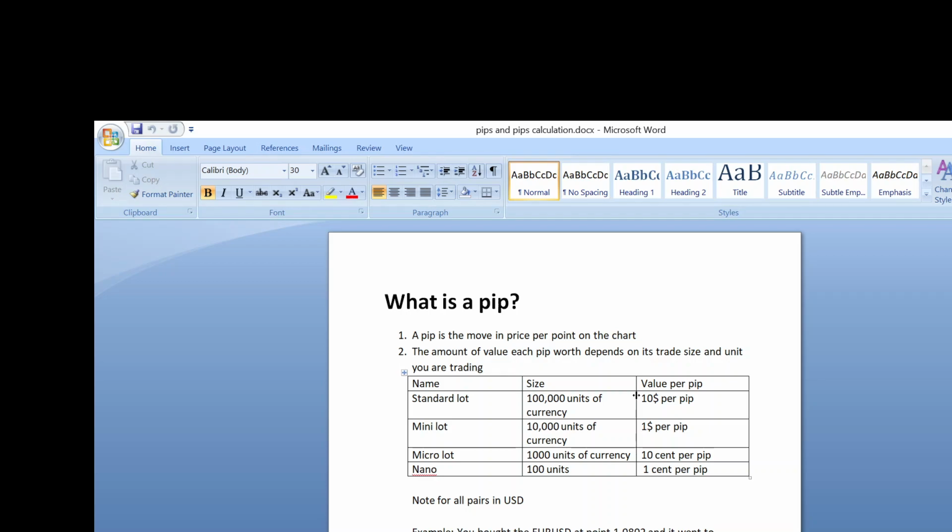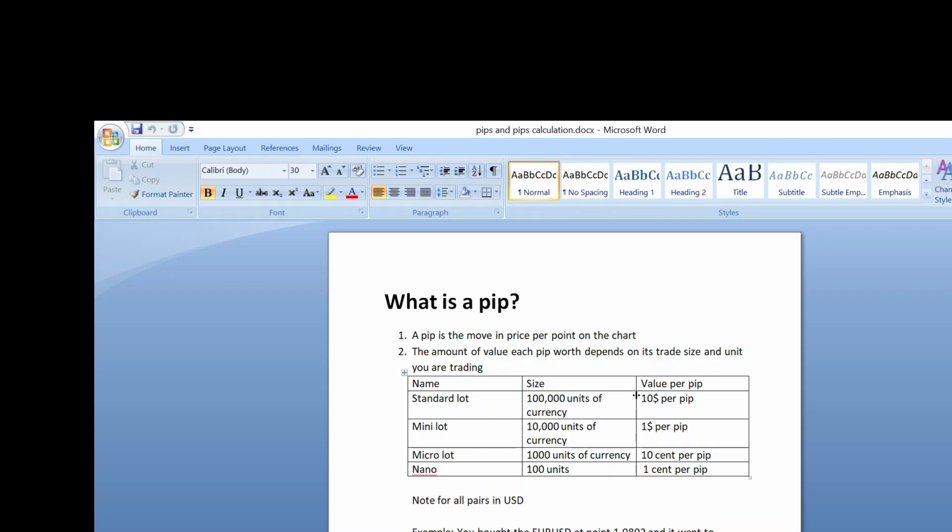For this type of calculation you need to have a biro and pen so that you understand it better. If you are good at mathematics, you understand it better. So that is for a standard lot. If your account is a standard lot type of account and you enter a lot size of 1, you will be gaining or losing depending on the direction of the market.